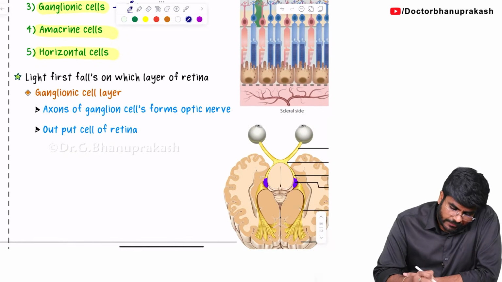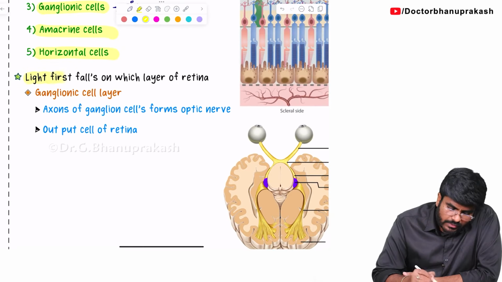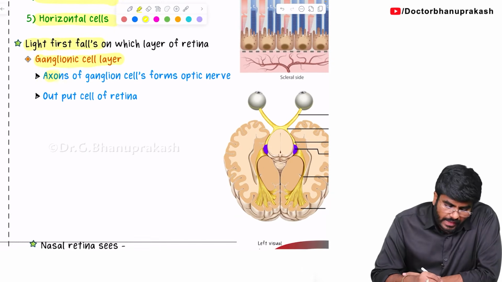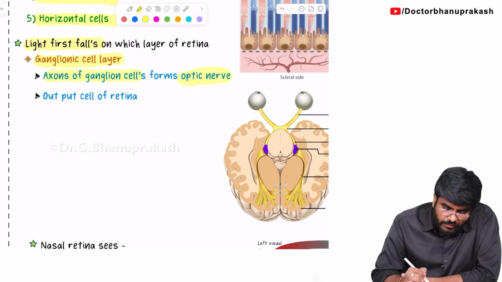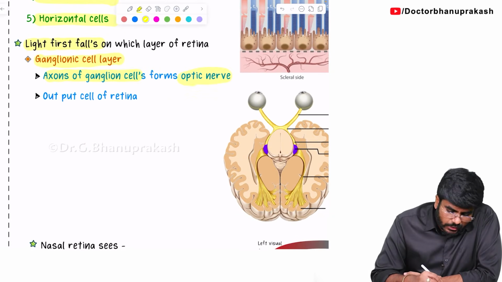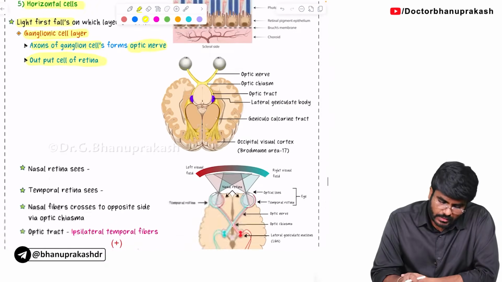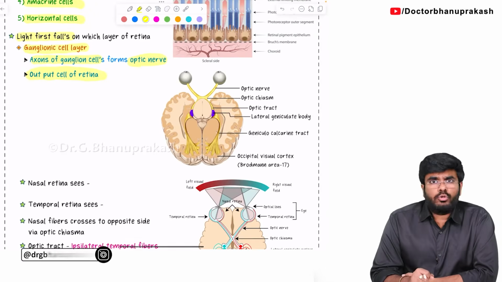So look here. First light falls on which layer? Light is first falling on the ganglionic cell layer. The axons of the ganglionic cells are forming which nerve? Optic nerve. So that's why these ganglionic cells are also called the output cells of the retina. Okay, they are output cells of the retina. Done. Next, what else should you know?